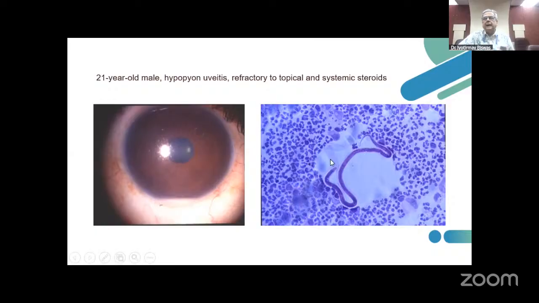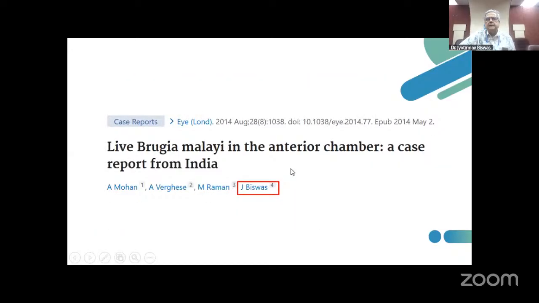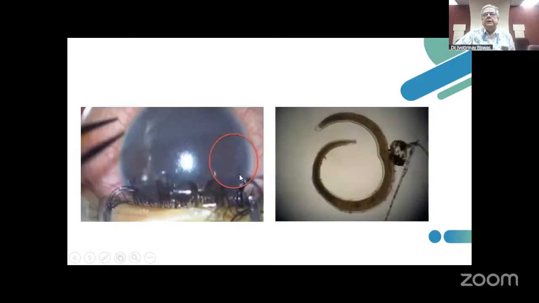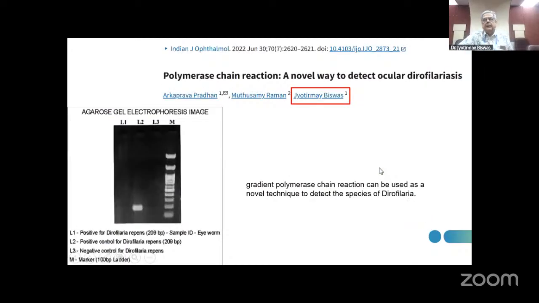I was surprised. There was a microfilaria in the anterior chamber. Night blood showed microfilaria. I waited till 9 o'clock and took the night blood, and I took a video of the night blood. I have not seen a second case like this, microfilaria causing hypopyon and uveitis. Like Brugia malayi in the anterior chamber, a case report from India we have published. And this is Brugia malayi, and you can see the parasite in the eye.